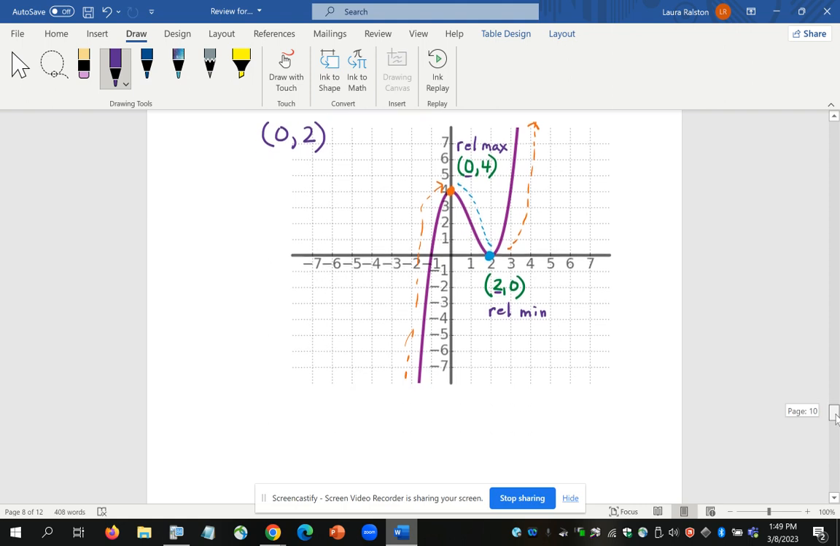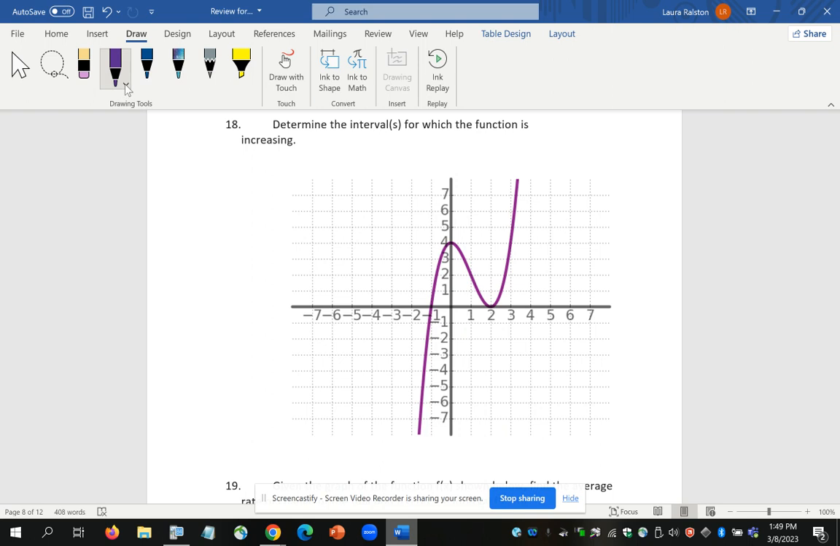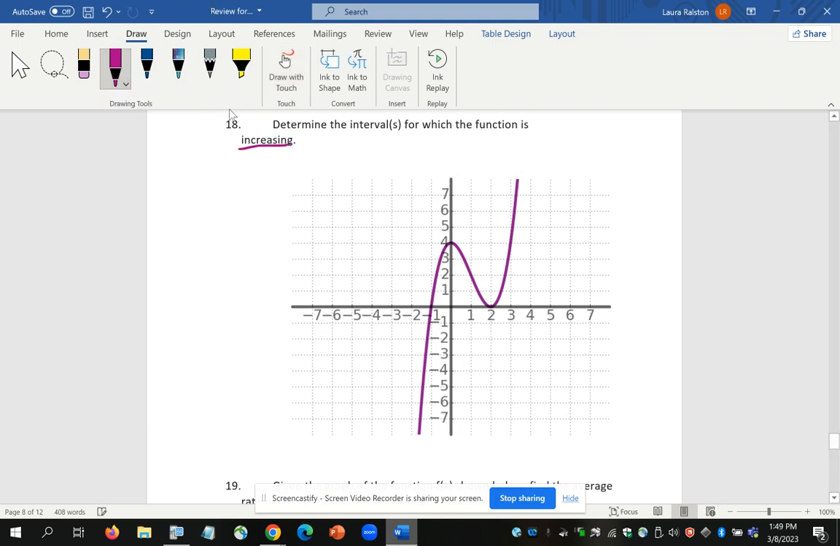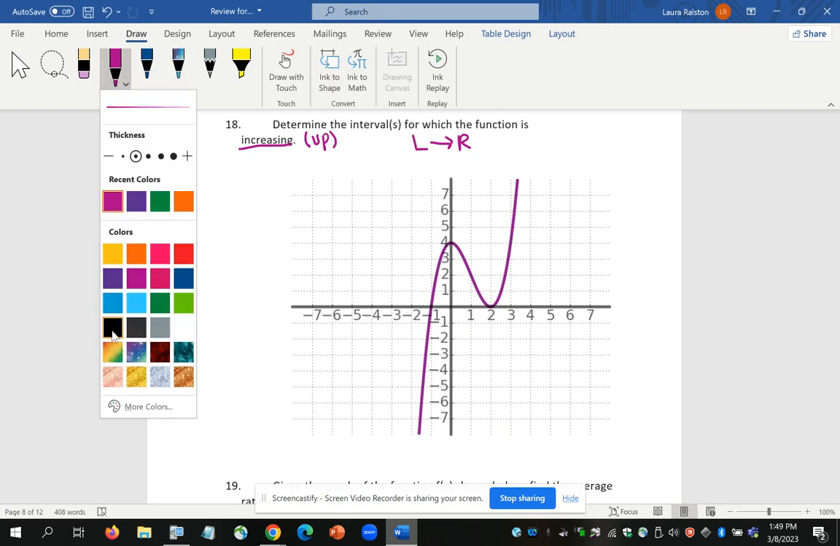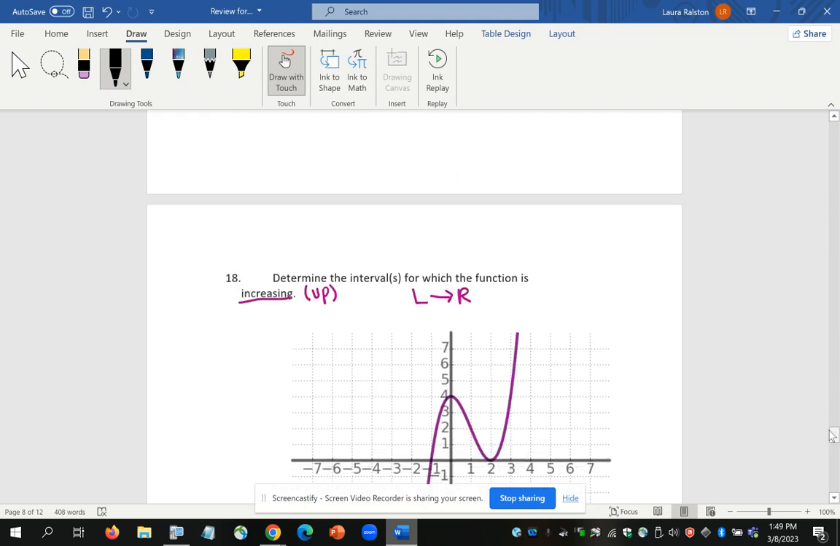I believe question 18 uses the same function, but this one now asks us where is the function increasing. Increasing means that it goes up as you move left to right. You always read a graph left to right. Again, the intervals that we're going to create, whether you're doing increasing or decreasing, are going to be in terms of the x.